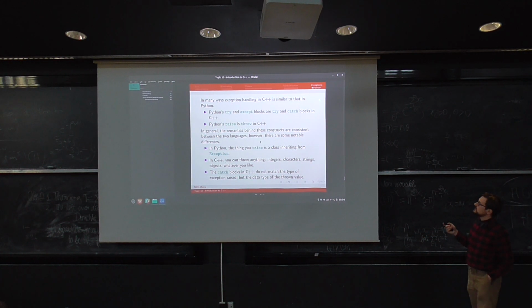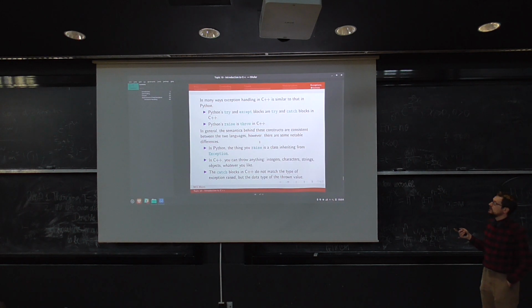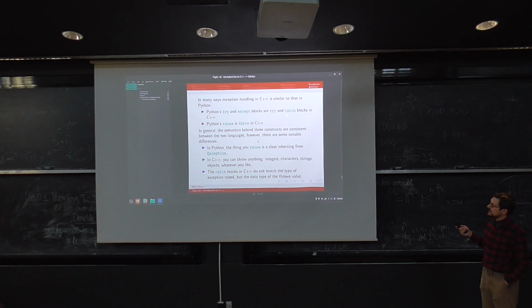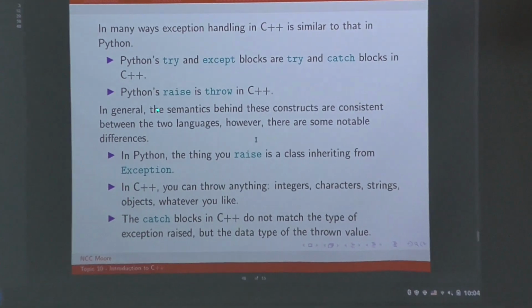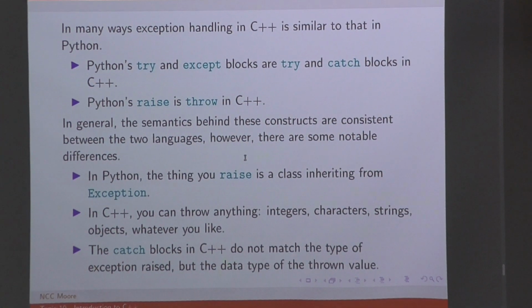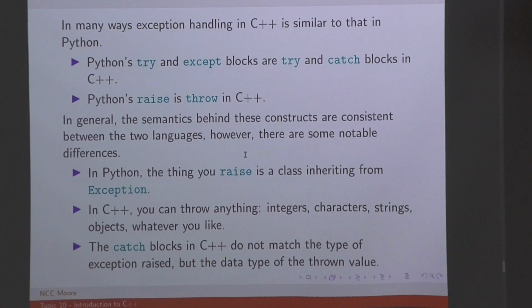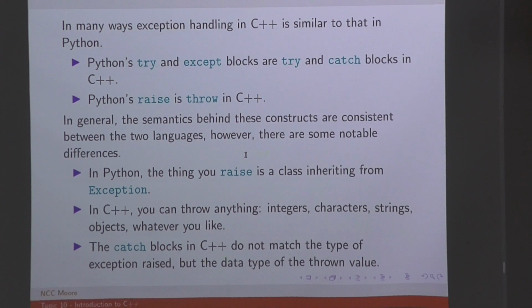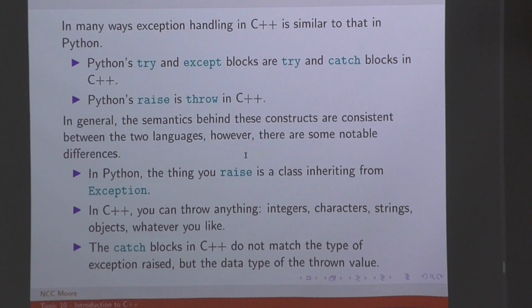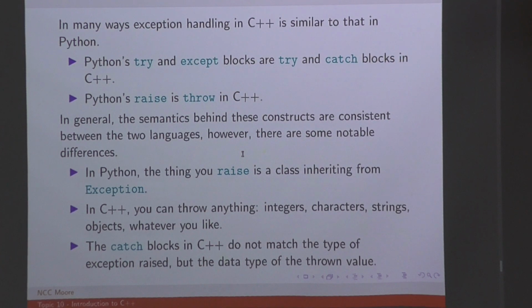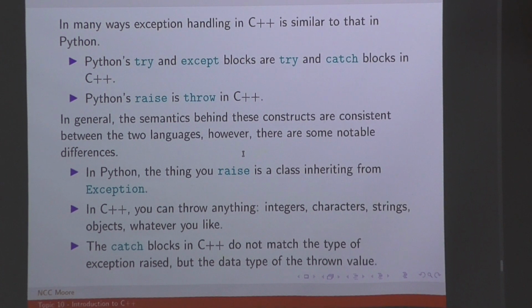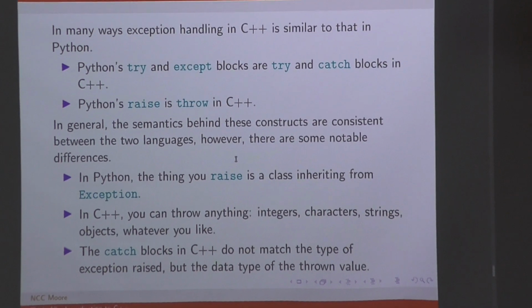So let's talk about exception handling now. In many ways, exception handling in C++ is similar to that in Python. Python's try and except blocks are try and catch blocks in C++, so you have to change except to catch. Python's raise becomes throw. Did they do exception handling with you at all? A little bit? I'm getting nods and people shaking their heads. Well, the example that I'm about to give should be sufficient for you to understand the concept. That's not actually terribly difficult.